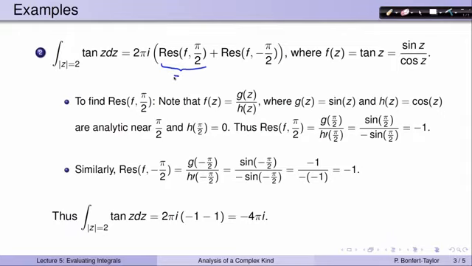Both residues are equal to negative 1, so the integral of tangent z dz over the circle of radius 2 evaluates to 2 pi i times negative 1 plus negative 1, which equals negative 4 pi i.